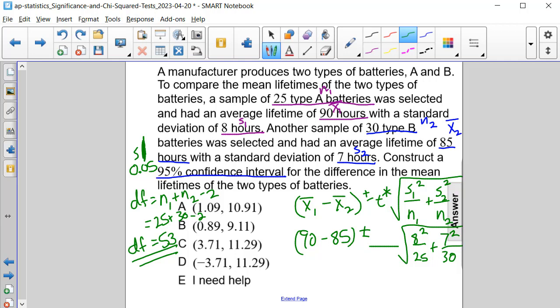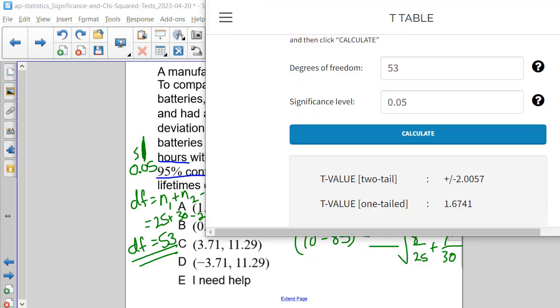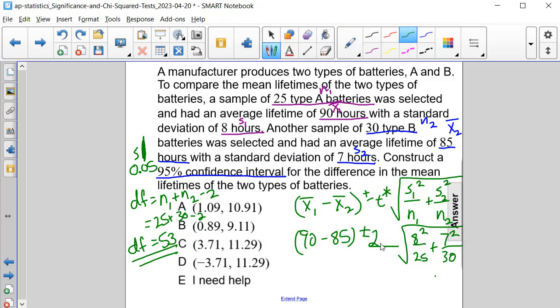So we can put those values into an online resource and then press the calculate button. And when we press the calculate button, we get that the two-tail t value to be about 2.006. So I'll fill that in here.